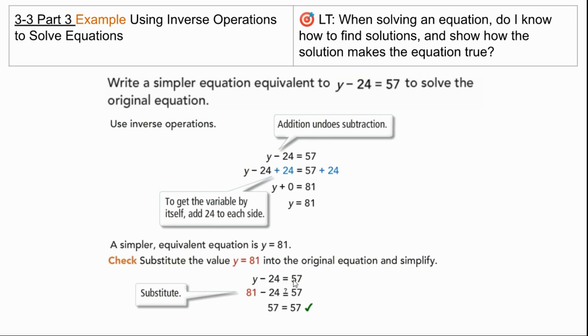So y minus 24 equals 57. 81 minus 24, does it equal 57? Use your calculator. Beep, beep, beep. 81 minus 24 is 57. And 57 does equal 57.